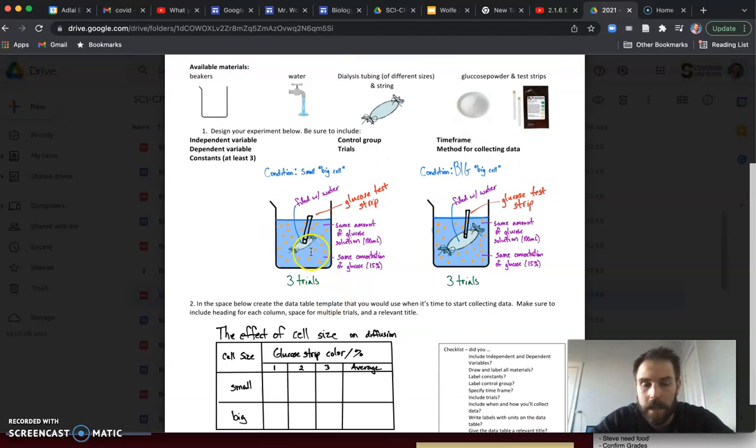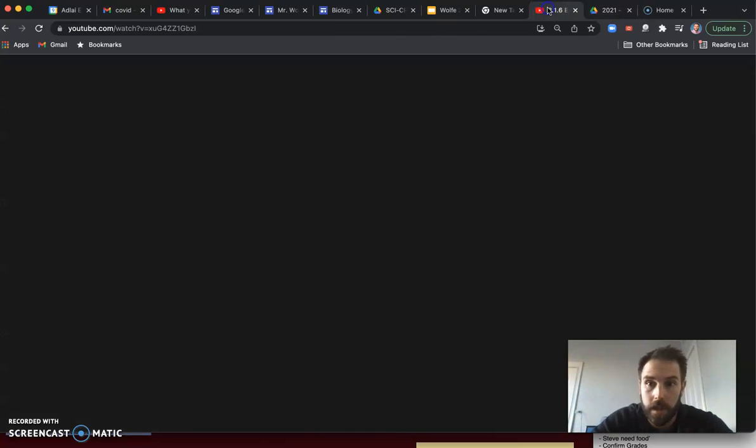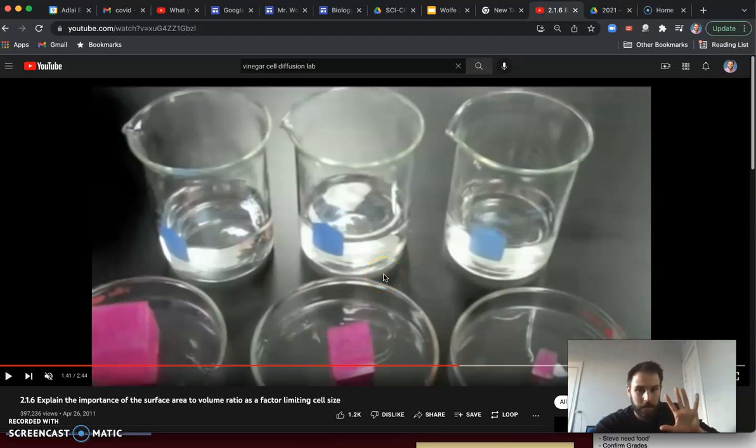If we look back at our key, we had kept everything the same, except we had a small cell here and a big cell here. And the question is, does the size of the cell affect how much glucose is going to go inside the cell? So what we're going to see is the actual results of that experiment. This experiment's a little bit different, but it's the exact same question, exact same type of setup.